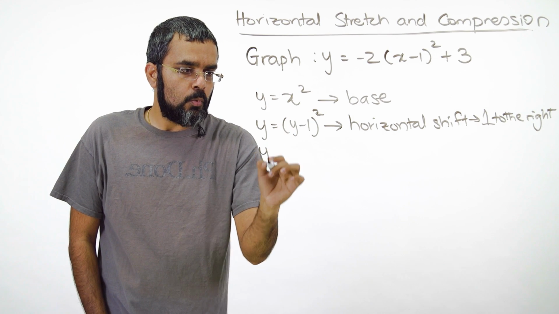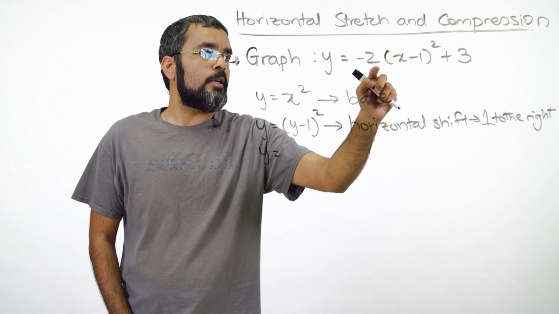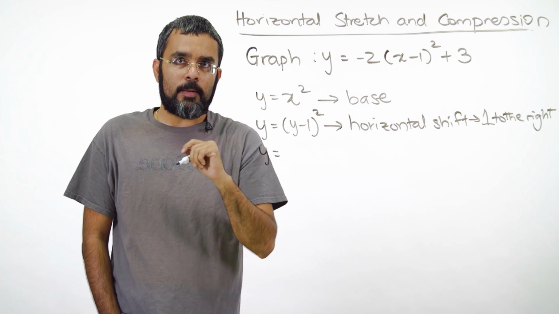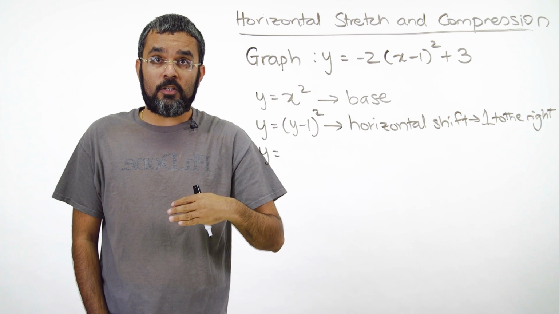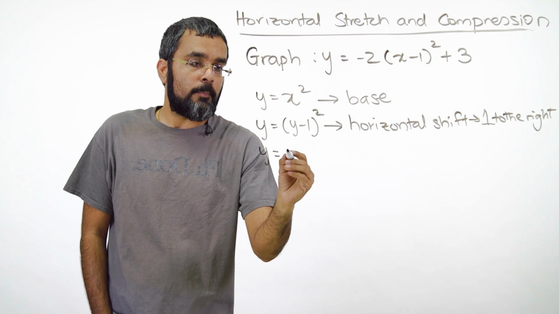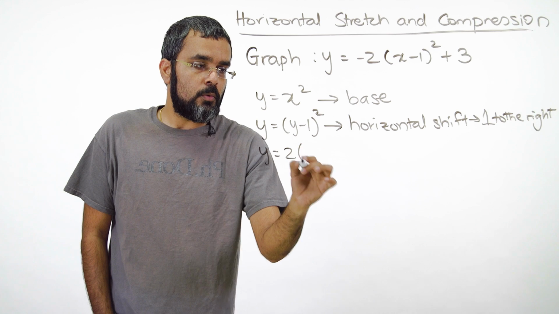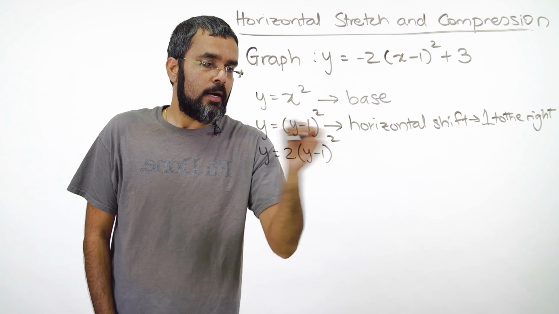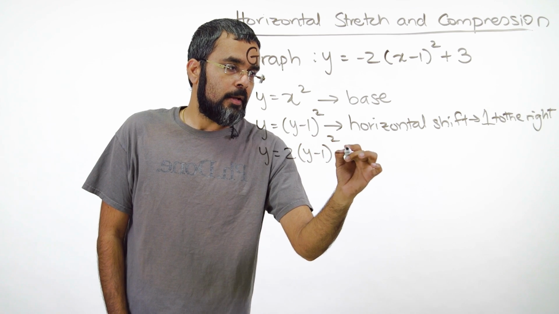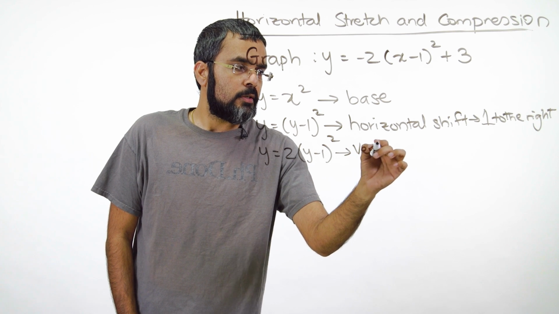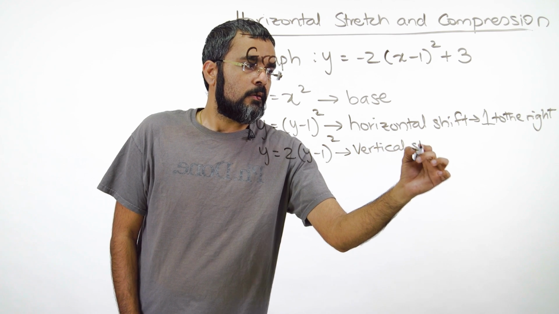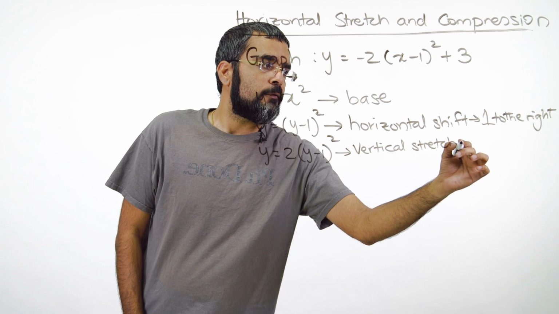And then the next thing I do is multiply it by 2. There's a reason I'm not multiplying by -2: when I multiply by a negative, it reflects the graph over the x-axis. So I'm just first going to deal with the positive 2. So I do 2 times x minus 1 squared, and this would be a vertical stretch by a factor of 2.